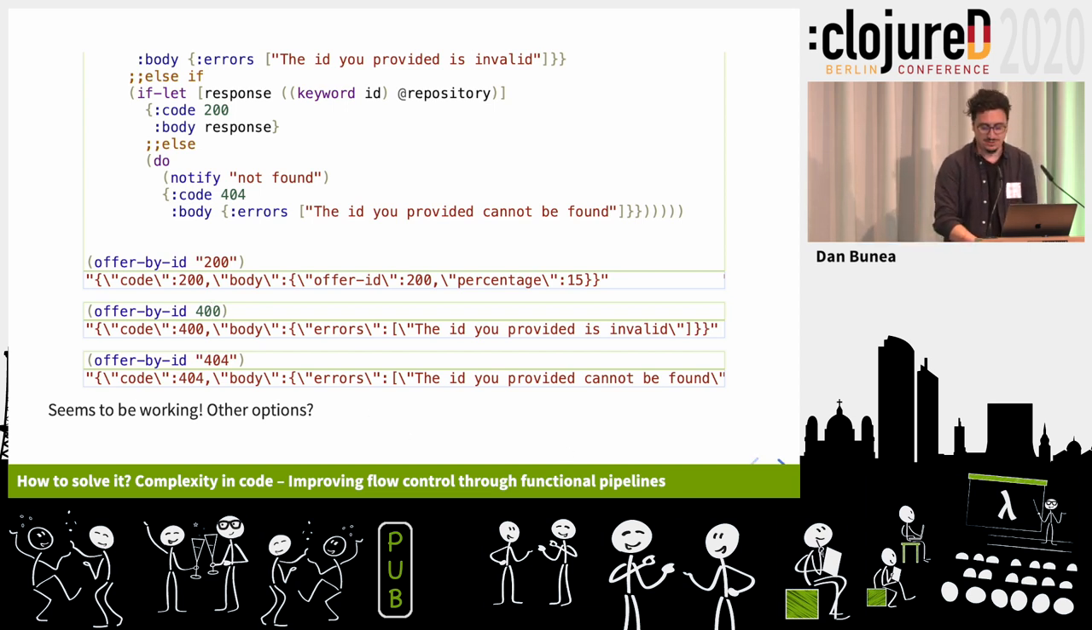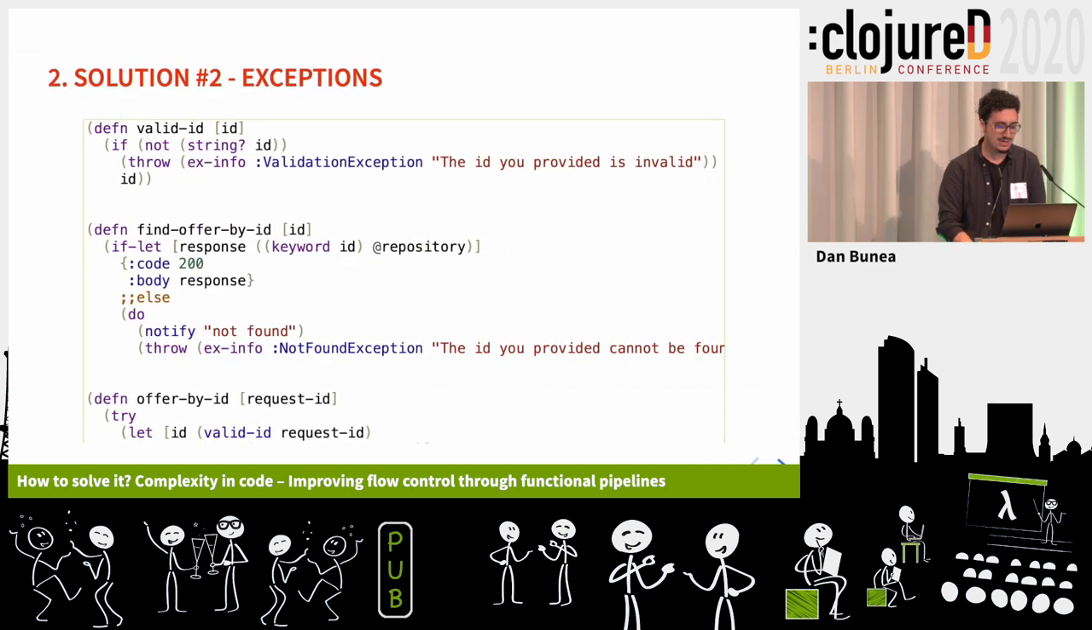But there are other options in solving the same problem. So for instance, in Java, the Java community tends to focus on throwing exceptions. Something has happened, we throw an exception. It gets caught somewhere at an upper level in the server. And then the server will transform that error into some message. And I said, OK, let me try that.